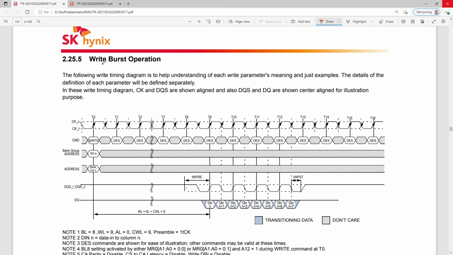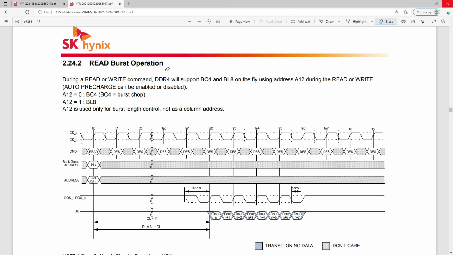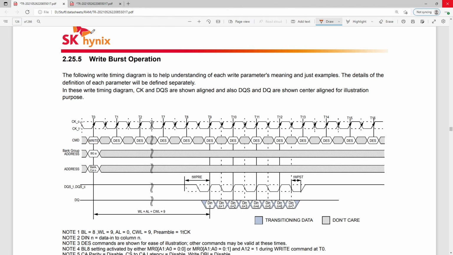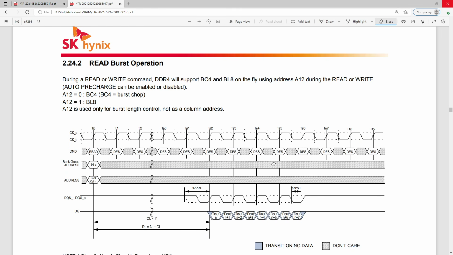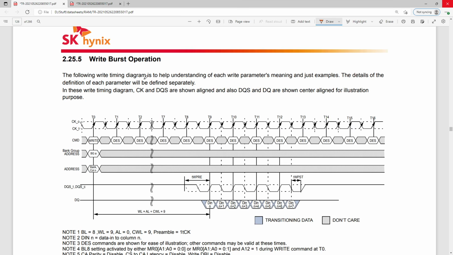We're going to be taking a look at a write burst operation and a read burst operation for DDR4. And we're just going to be using these two timing diagrams because they cover basically everything you need to know. Anyway, let's get into it.